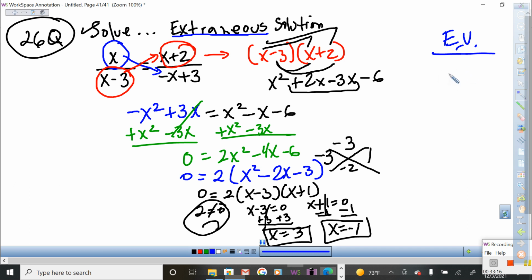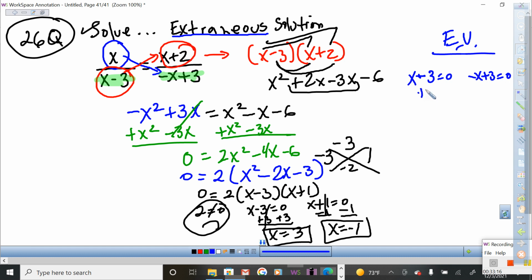Close. We need to write something to get started for excluded values. We always use what? The denominators of whatever is given. So these, yes? Set them equal to 0. So x minus 3 equal to 0 and negative x plus 3 equal to 0. You guys got to remember that one. Excluded values, we always take the denominators and set them equal to 0 to solve.